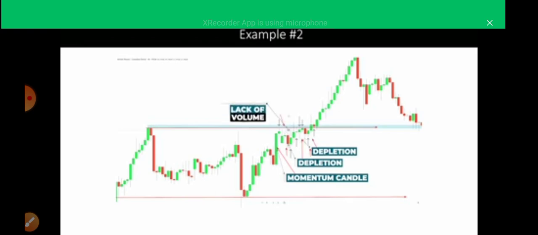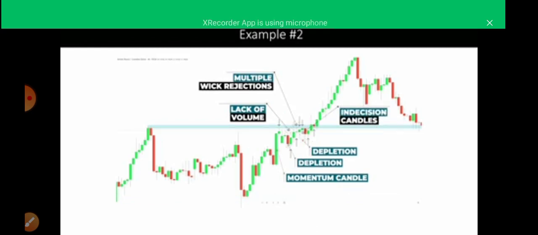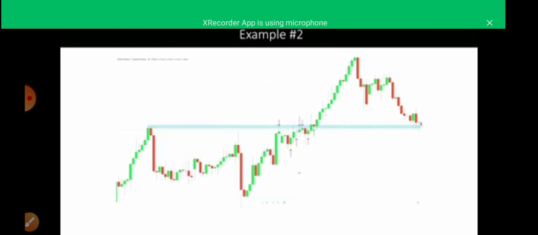There's a lack of volume, there's lots of wicks, there's lots of indecision candles, and this simply means to us that neither the bulls nor the bears are in control. What we're looking for is evidence that the bulls have taken over or the bears have taken over. That could be a nice momentum candle to the downside, or that could be a break of a major level in the market where price has failed to break above for a long period of time, and close in the direction of the break, which is a bullish candle.